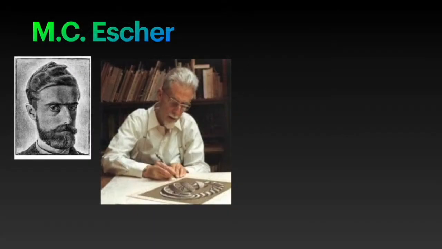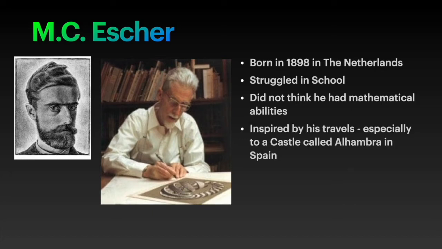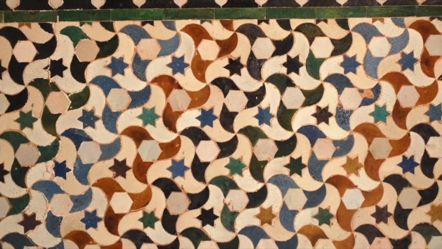M.C. Escher was born in 1898 in the Netherlands. As a child, he wasn't particularly a good student, and he felt that he had no mathematical ability, but he did love to draw. He grew up to be an artist. In his travels and as he got older, he became fascinated by interlocking patterns in the tiles he saw at a palace in Spain. These patterns are called tessellations.